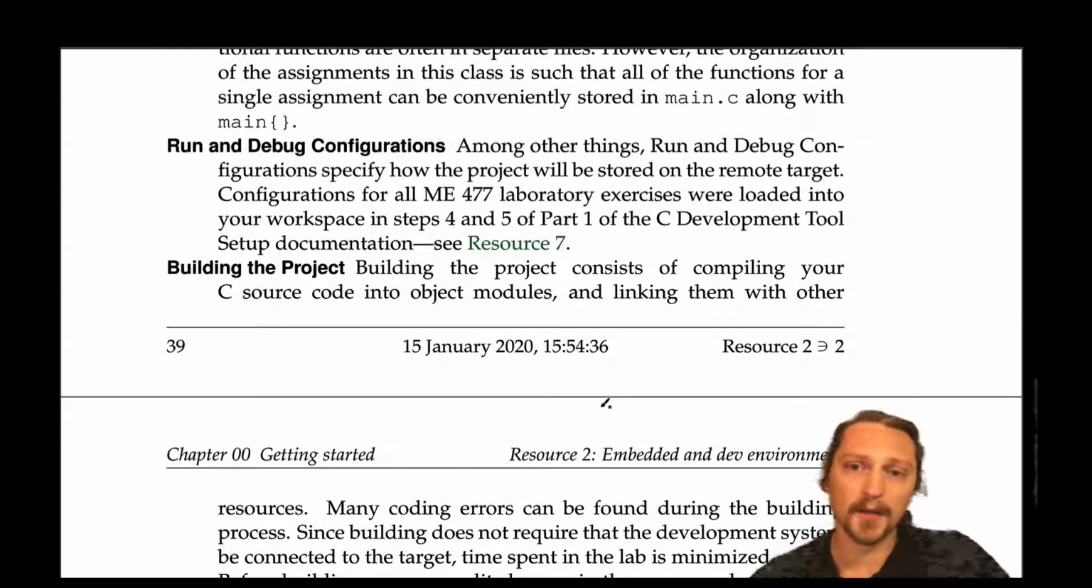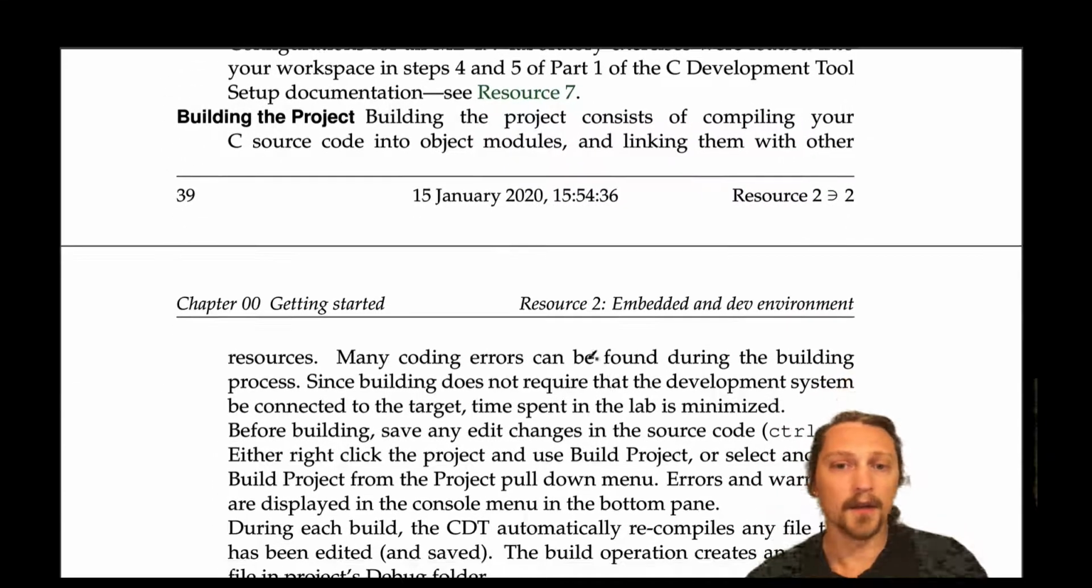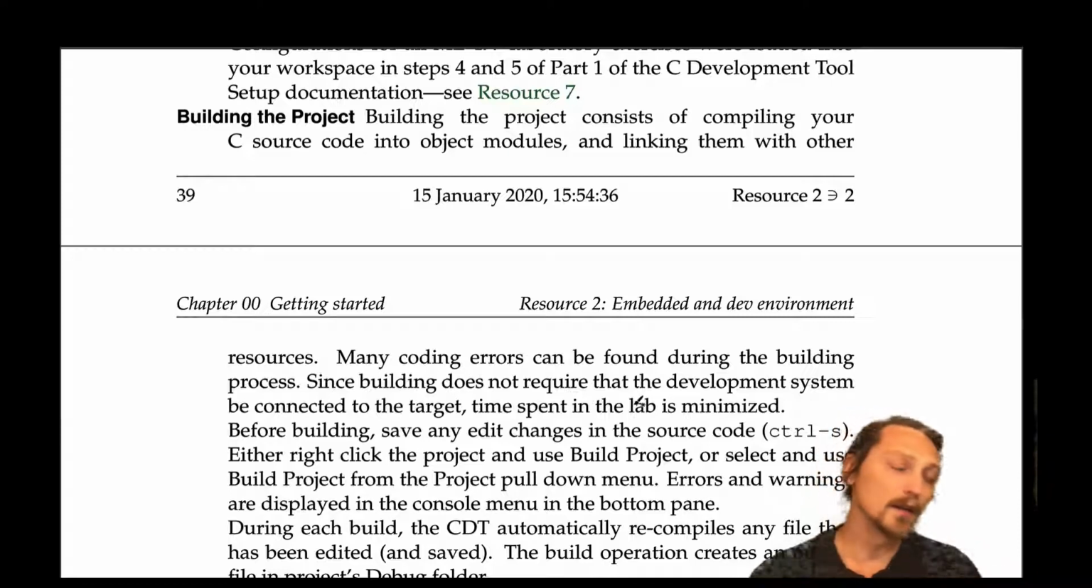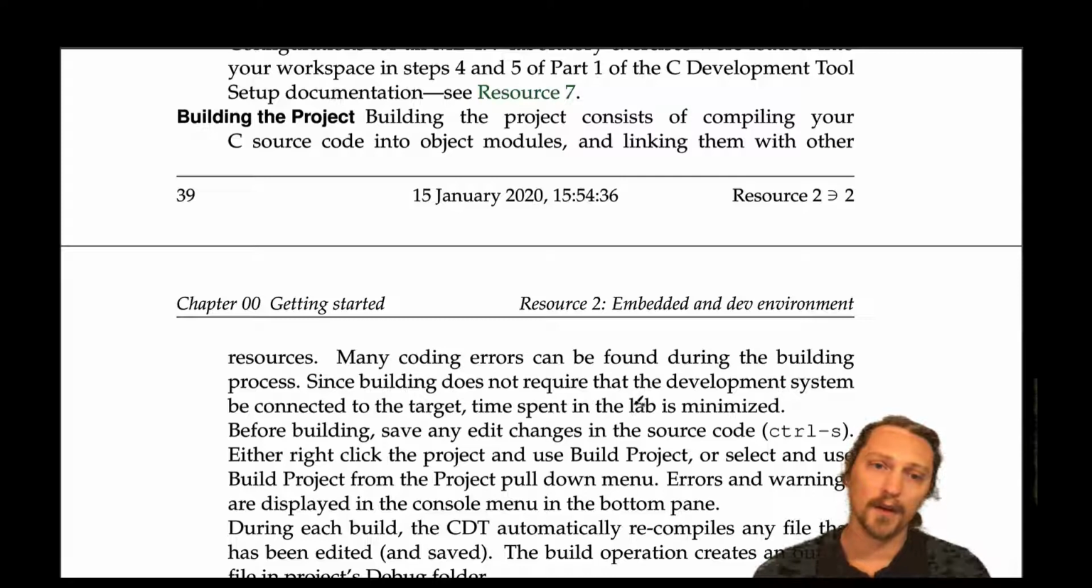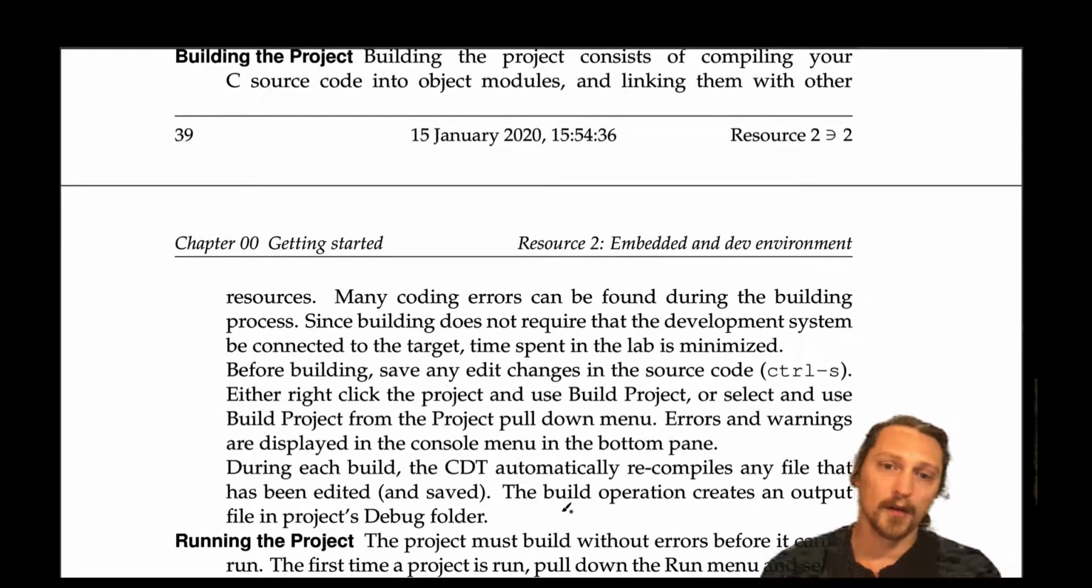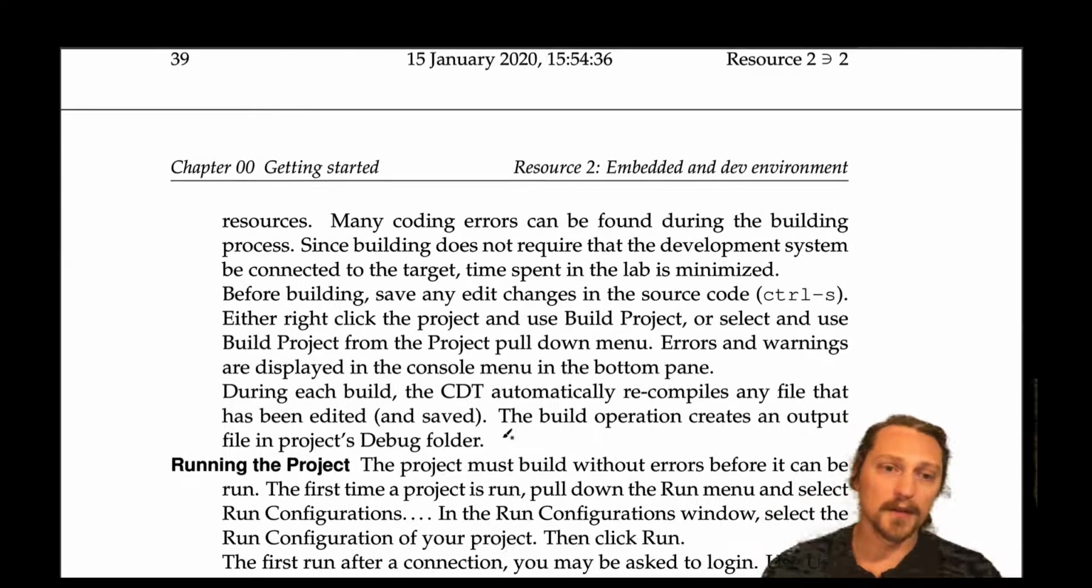Building the project. So building the project consists of compiling your C source code into object modules and linking them with other resources. Many coding errors can be found during the building process. So this is why you can compile your program before you come to the lab. You can work on it on your own laptop. See if it compiles in the correct compiler as set up in resource 7 before coming in and trying it out on the hardware. So, since building does not require that the development system be connected to the target, time spent in the lab is minimized. You can do that at home. So this sort of goes through a little bit of the details.